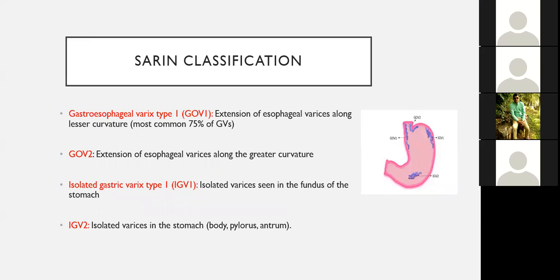And the Sarin classification system for gastric varices includes gastroesophageal varices type 1 and type 2. Type 1 is extending along the lesser curvature. Type 2 is extending along the greater curvature. And isolated gastric varices type 1 and type 2. Type 1 is seen in the fundus and type 2 is seen in the body, pylorus and antrum.